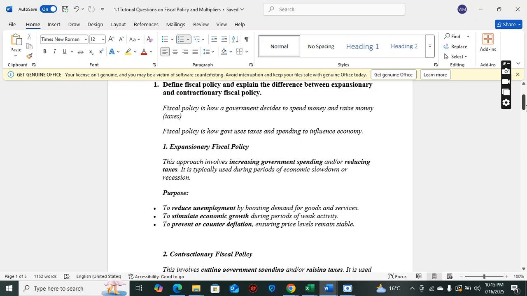So as government spends, people are getting money. That money, they're using it to buy various goods and services. As they buy various goods and services, businesses are going to see that the demand for their goods and services has gone up, so they'll be enticed to produce more. And then another purpose of expansionary fiscal policy is to prevent deflation.